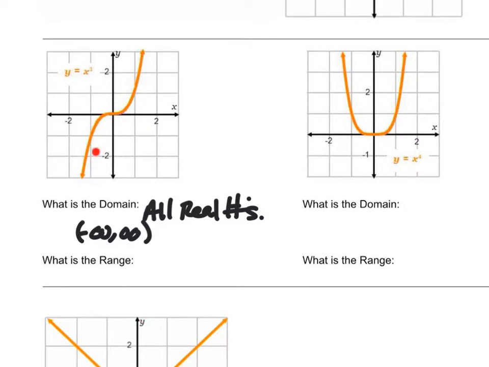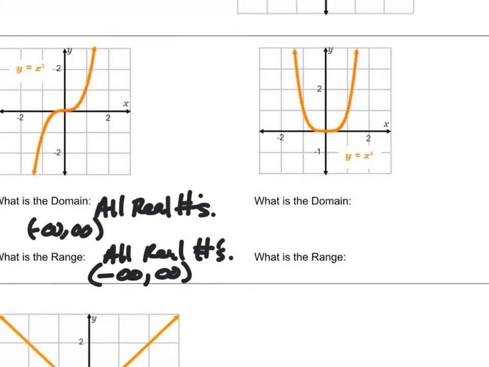All right, so where do you have y values? Do you have negative y values? And it's going to continue to go this way. They're going to get more and more negative. Okay, what about 0? We got that, and we have positive values. So the range, same thing here. It's all real numbers, and we would say that goes from negative infinity to positive infinity.